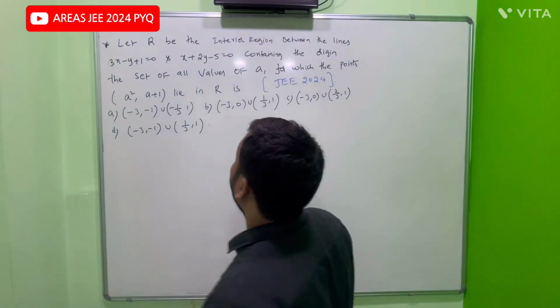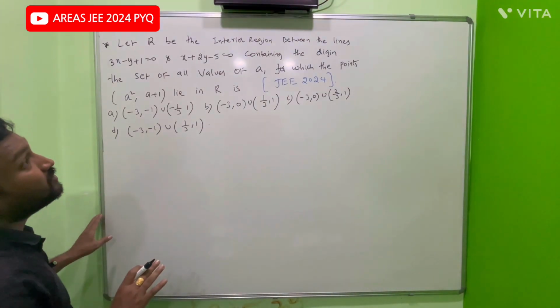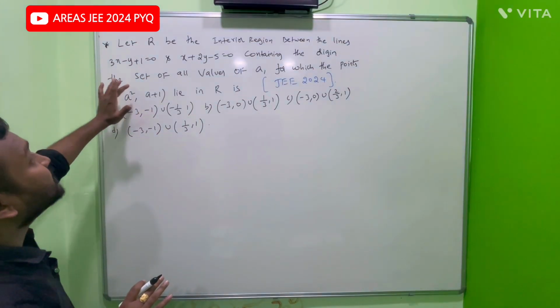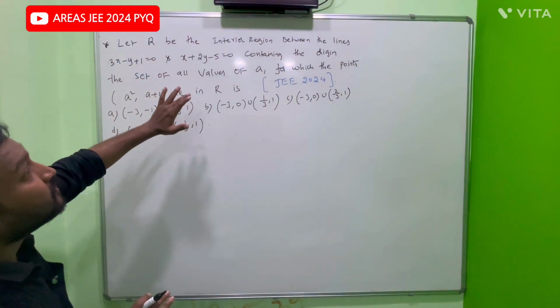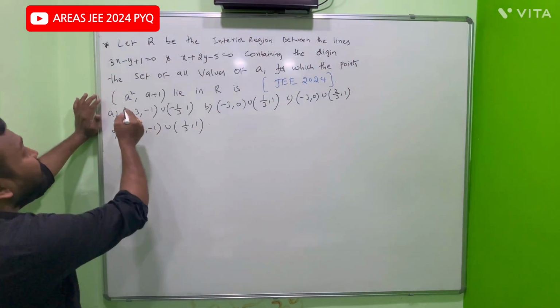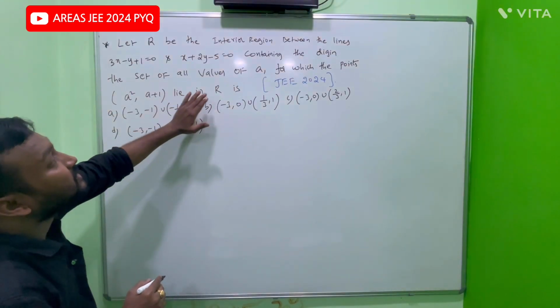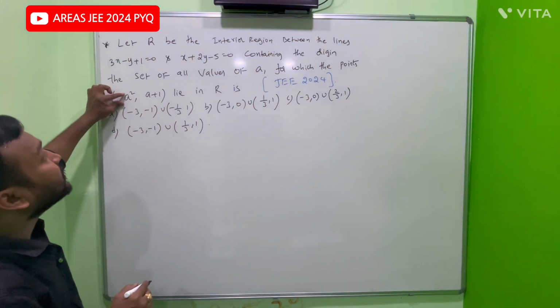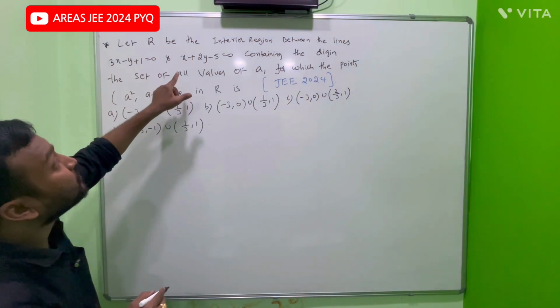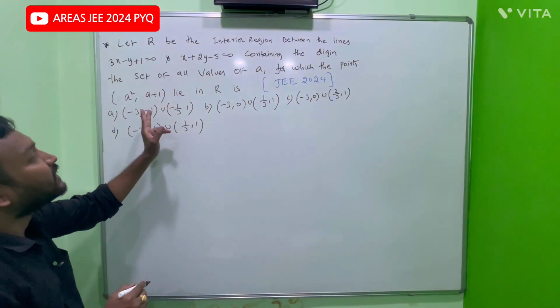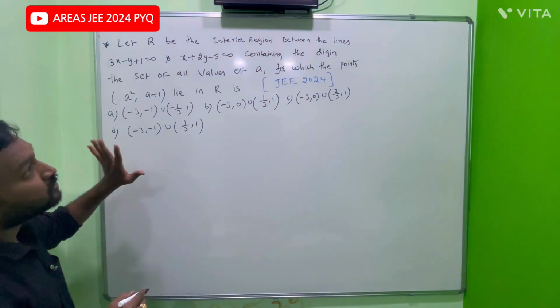Let R be the interior region between the lines, containing the origin. The set of all values of A for which two points, one the origin and another point, lie in region R. R indicates the region. So what is the set of all values of A? It means the range of A is being asked. What is the range of values of A? Either A, B, C or D. So this is the question.